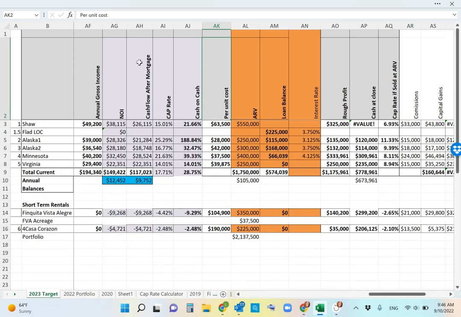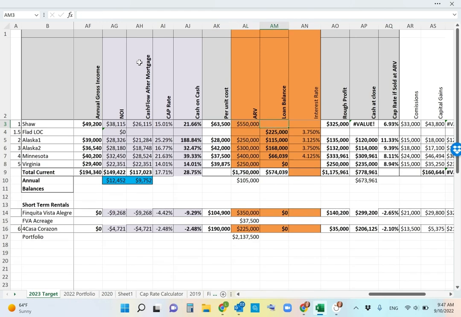This is not something that I would think would be a purchase guide, right? You couldn't buy a 4-family in Shaw for $63,000 per unit today. It's my cost per unit, not a price per unit.